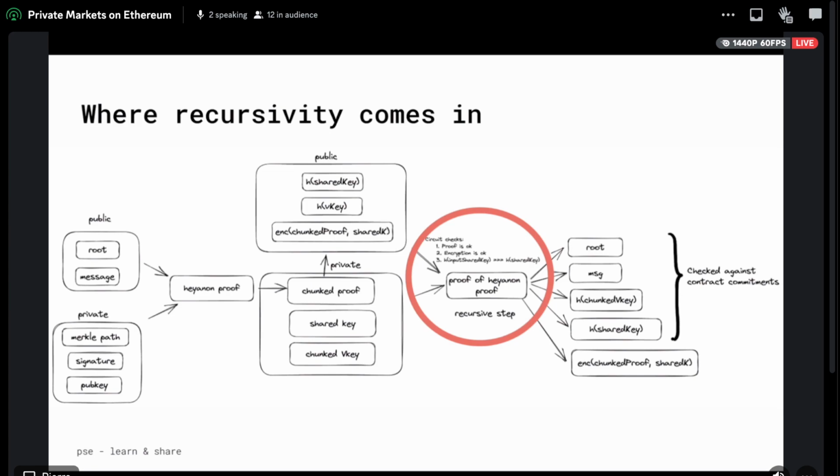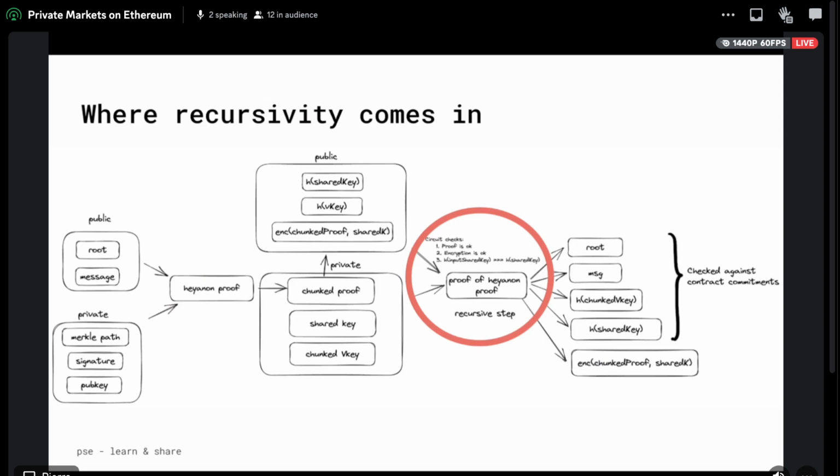And then you have some private inputs. So a Merkle path, a signature, and a pub key. Those things are not supposed to be known to the buyer of the proof. So first, the seller will generate the anon proof for that, showing that he is supposed to access the group. And then the recursive step will come in the second step, where it consists of showing that you are selling a valid proof of an anon proof.